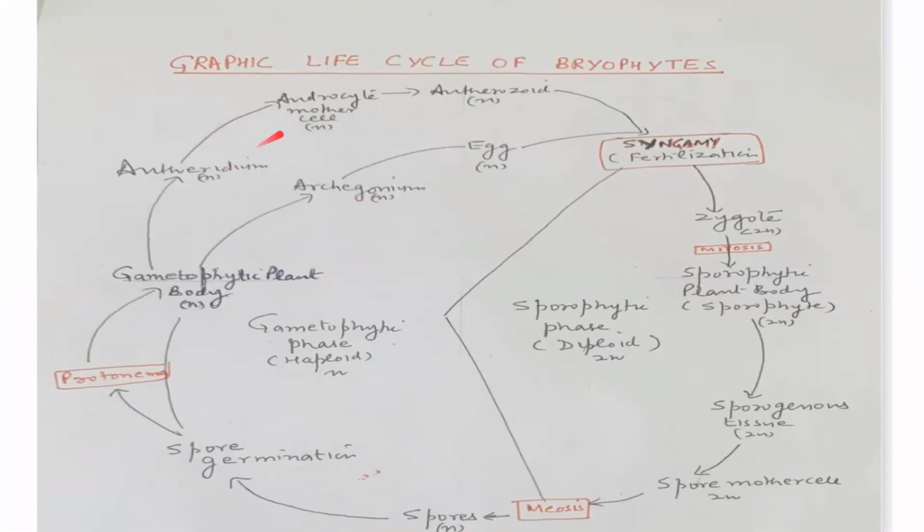Now, the antheridium will produce androcyte mother cells. Again, they will be haploid. And this will produce antherozoids, which will be haploid. Archegonia will produce the egg, which will be haploid. Now fertilization occurs, which is also called syngamy, or the fusion of gametes. Then a diploid structure, the zygote, is produced. It will undergo mitotic cell division and the sporophytic plant body is produced.